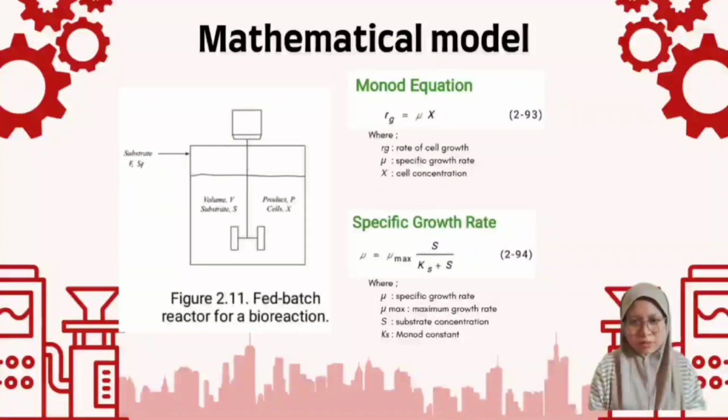To model this system, we use classic model equations to describe cell growth. Equation 293 defines the rate of cell growth as the specific growth rate multiplied by the cell concentration. Next, equation 294 gives us the specific growth rate. It depends on the maximum growth rate, the substrate concentration, and the Monod constant. This shows that cell growth is limited by the amount of substrate available.